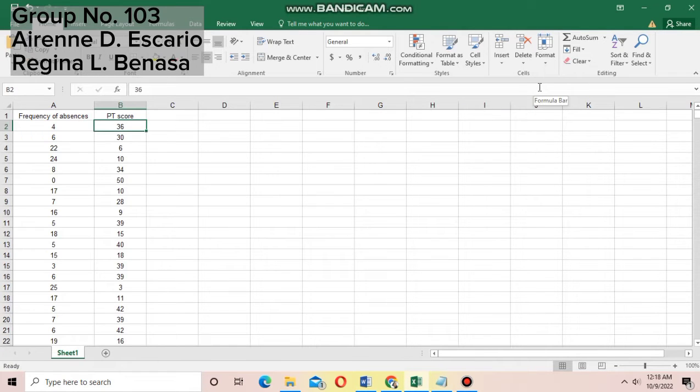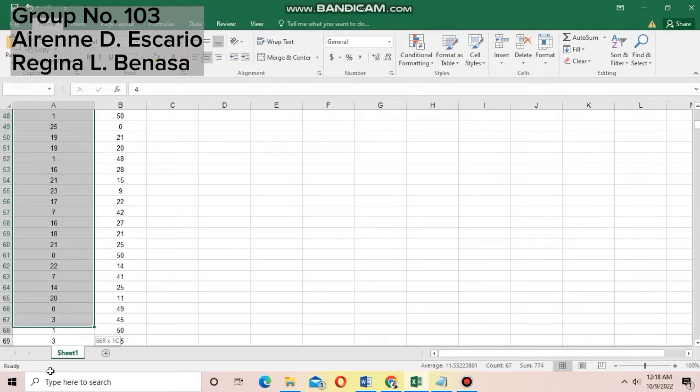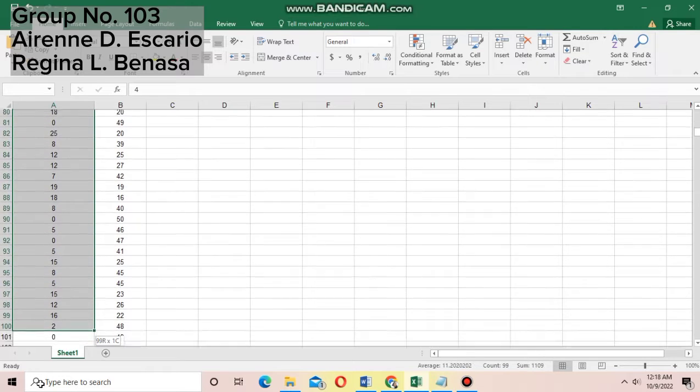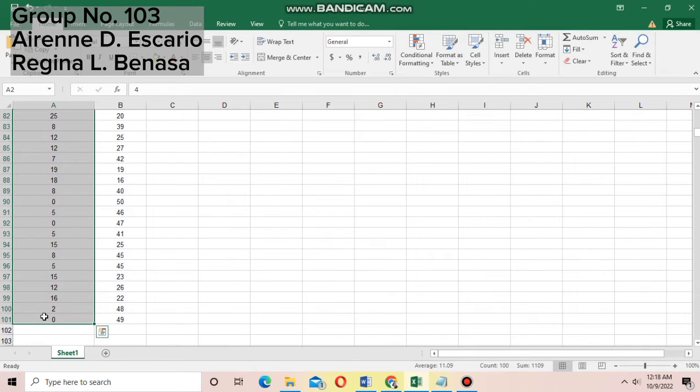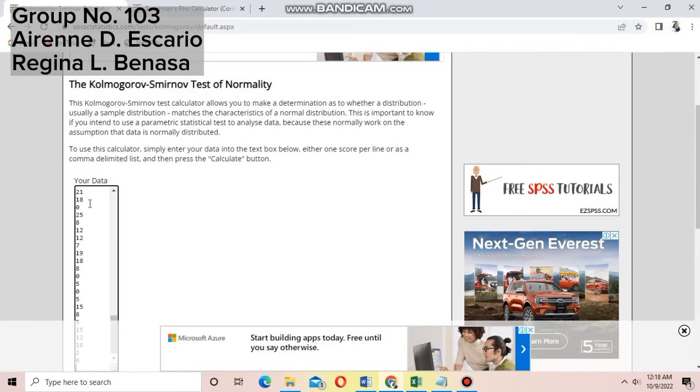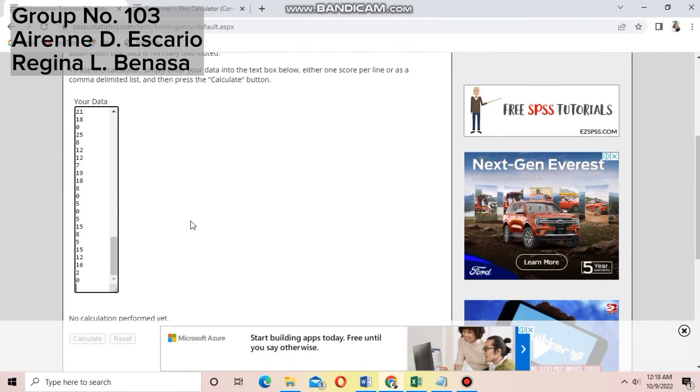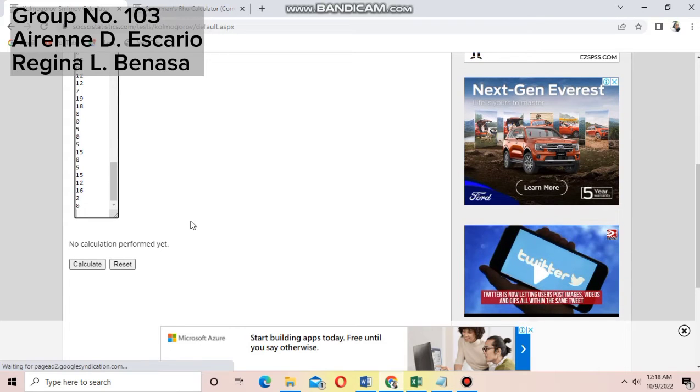Now, let's try to test the dataset on frequency of absences if they are normally distributed. Let's copy them and paste on the text box. And press calculate to calculate the distribution of the data based on the probability value using the Kolmogorov or KS test.